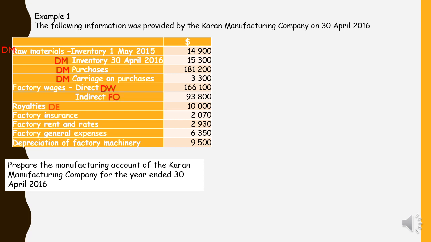Royalty is a direct expense, so DE. And then the factory insurance is factory overhead, factory rent, factory overhead, factory general expenses also factory overhead, depreciation, also factory overhead. All the factory overhead is indirect. Indirect expenses we will label as factory overhead.